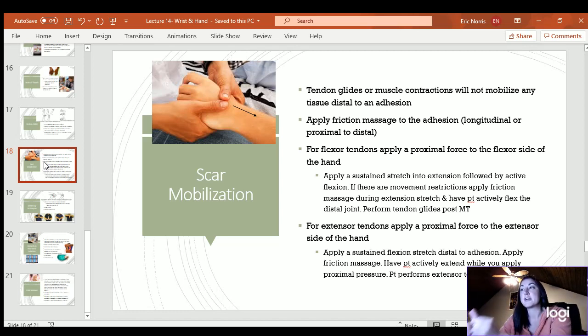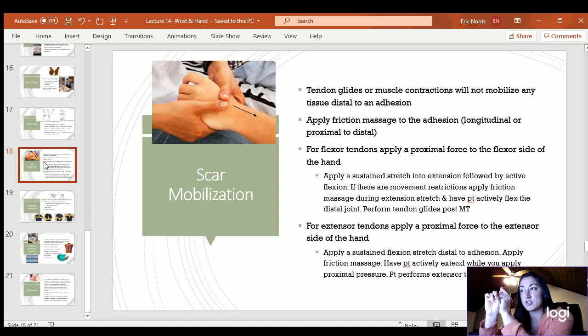You can apply friction massage to the adhesion in order to kind of help break it up and get it moving better. If it's a flexor tendon, you apply a proximal force on the flexor side of the hand. And while you're doing that, you can also have them stretch into extension. Remember, we don't want to overstretch, so we don't push them into hypermobility, just kind of more of a neutral.